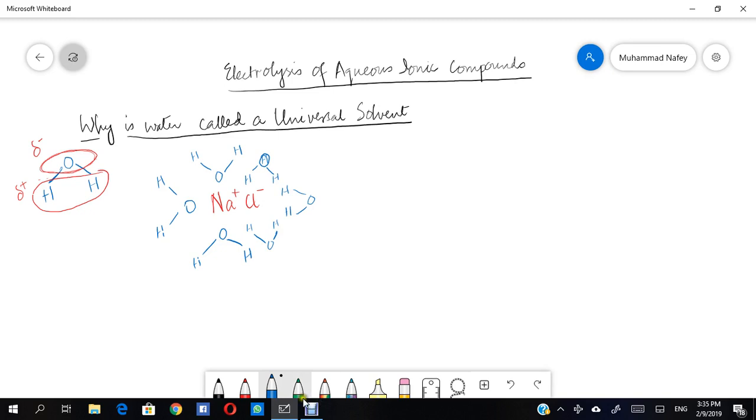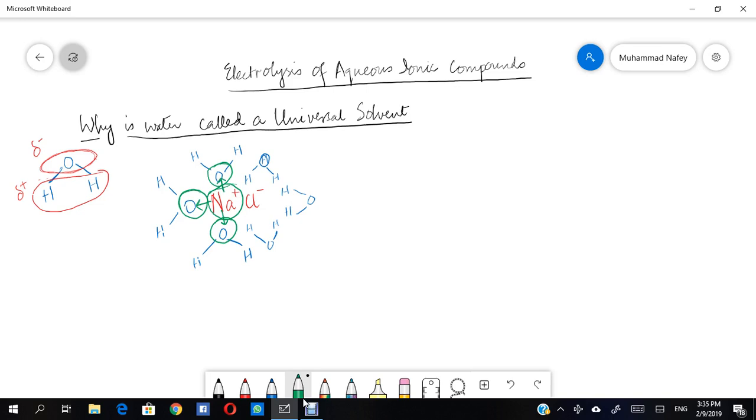So now take a look here. Sodium is positively charged, and water molecules orient themselves in a way that the partially negatively charged oxygen atoms of the water molecule surround it. And all these oxygen atoms will pull the sodium ion towards themselves.